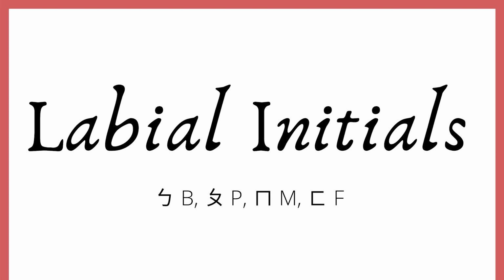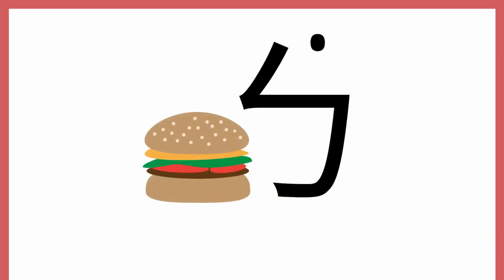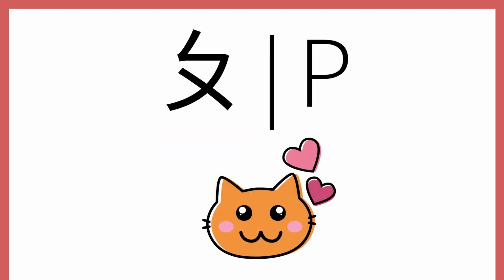They're called labials because they use your lips. B, P, M, F. So the first one, B, think of a burger. Now, get rid of the erger and you get B. In Pinyin, it's just a B, and the Zhuyin looks a bit like a mouth facing left, about to eat a burger.